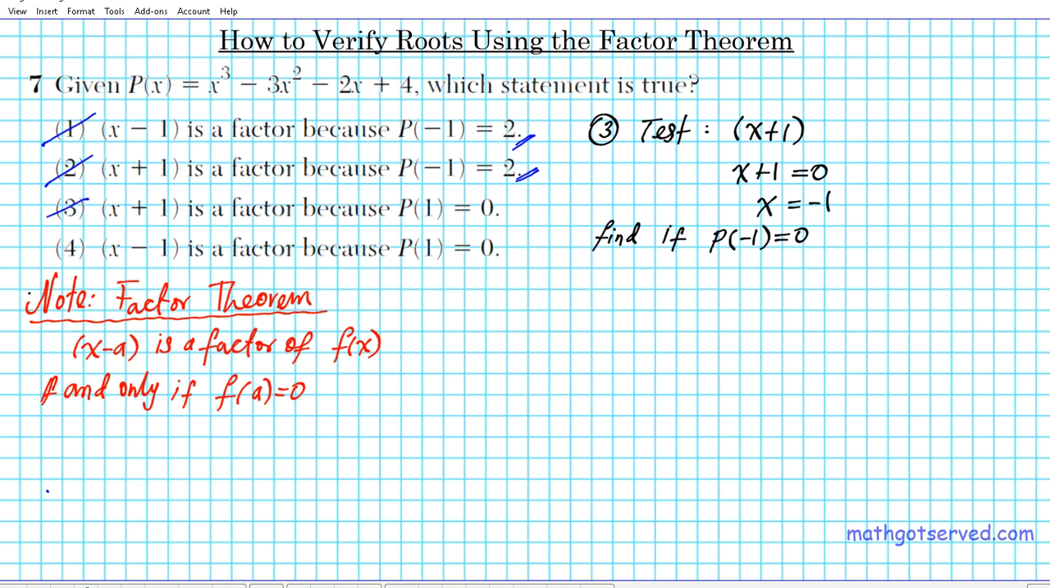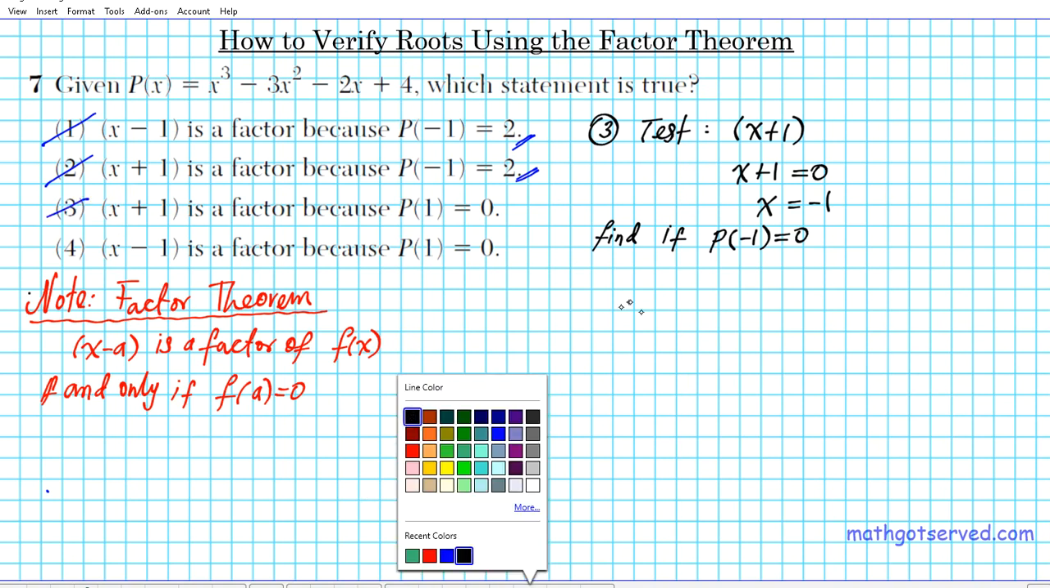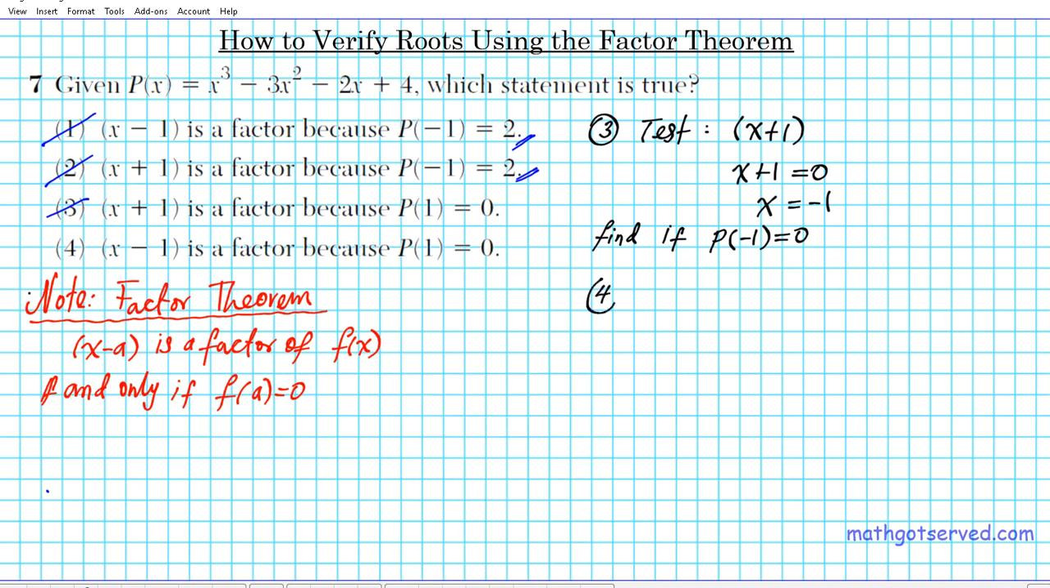Okay, so let's just show you how that works. For option 4, we want to test x minus 1. To do that, you say x minus 1 equals 0 and solve it for x. X equals 1. You add 1 to both sides. And then we're going to test to see if the polynomial evaluated at 1 is equal to 0.